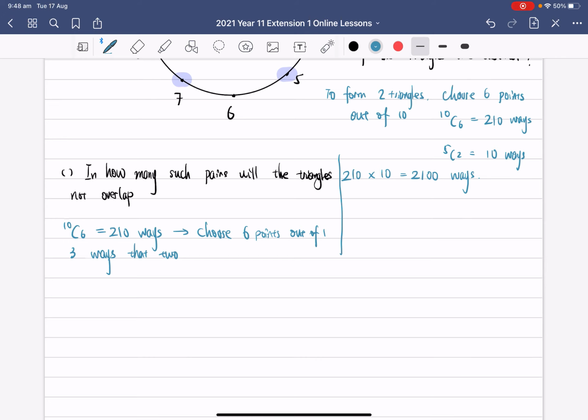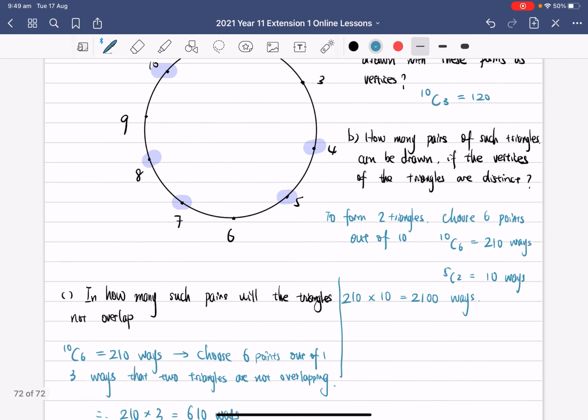Two triangles not overlapping. Therefore we have 210 ways of choosing 6 points from the 10 points, times 3 ways, so it becomes 630 ways of the triangles that are not overlapping.